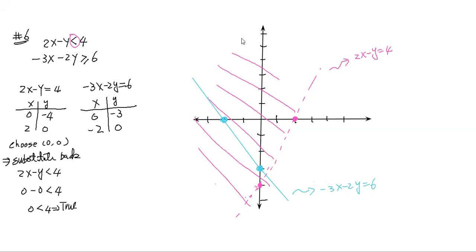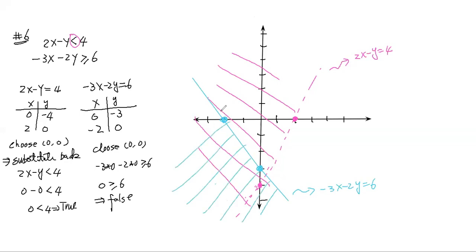Do the same thing. Let's choose 0, 0. That would be negative 3 times 0 minus 2 times 0 greater than or equal to 6. So is 0 greater than 6 true or false? It's false. So 0 is on the right-hand side of the blue line. Since it's false, where is the solution? Here, because we go to the opposite side, where it's false.